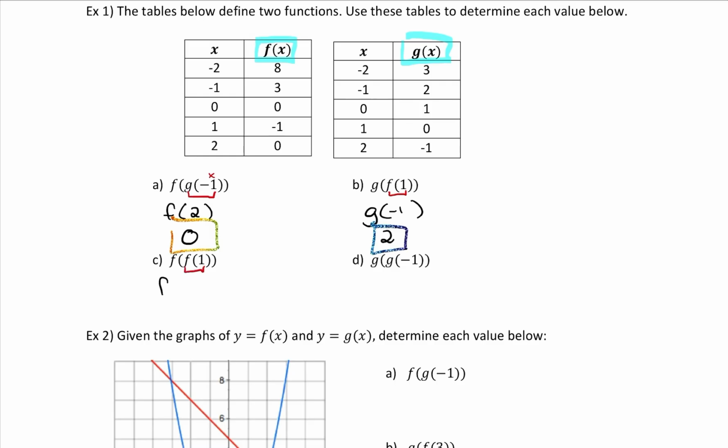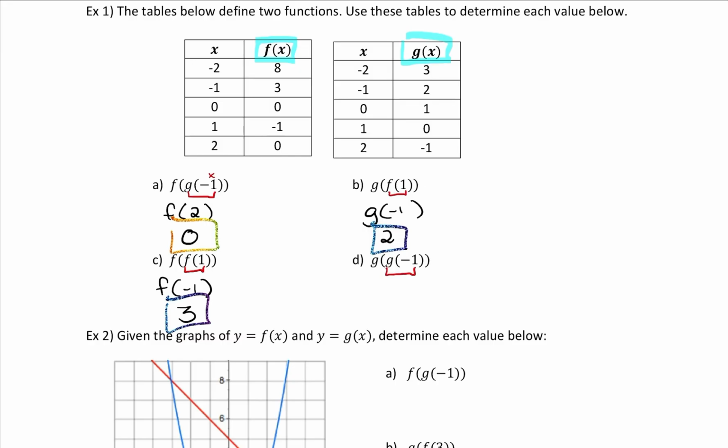So that outer f I haven't changed, but I'm going to go to my f of x table of values. I'm going to find where x is 1, and I'm going to substitute that with negative 1. Now I'm staying with the same table of values, but now I'm looking for an x value of negative 1 to get my corresponding y value of 3. Okay? So at this point, pause the video, take a second, and try D.